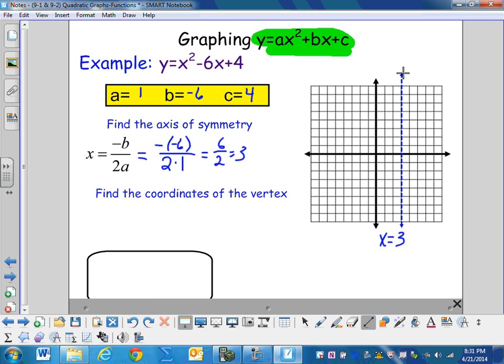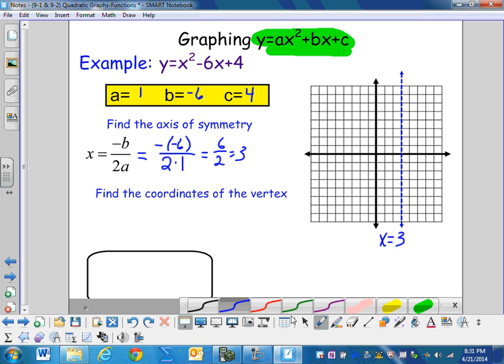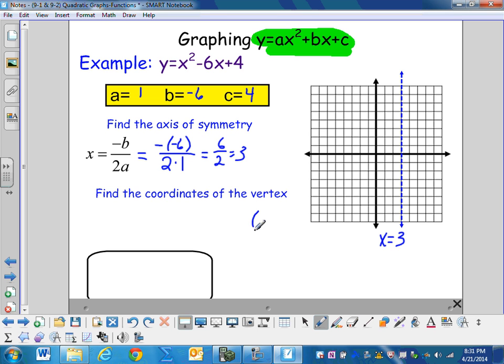So we know our x value for our vertex is 3 because the line of symmetry goes through the vertex. The question is, what's the y value? To do that, we just plug it back in. We take 3 squared, which is 9, minus 6 times 3 is 18, plus 4. Negative 9 plus 4 is negative 5. So my vertex is (3, -5).